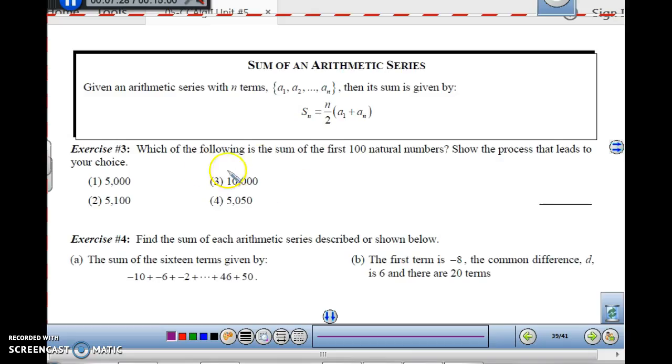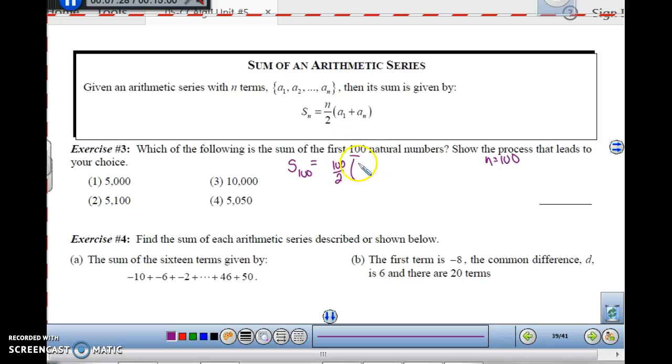All right, so which of the following is the sum of the first 100 natural numbers? Show the process that leads to your choice. Okay, so we need to fill in what n, a of 1, and a of n are in order to figure this out. So we are looking for s of how many numbers? 100. So s of 100. So n is going to equal 100. So there's going to be 100 divided by 2, which is 50 pairs.